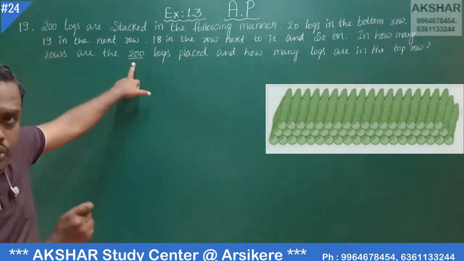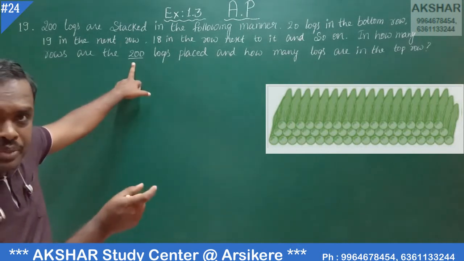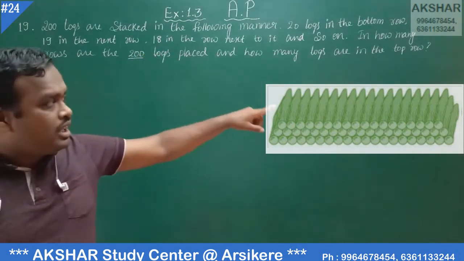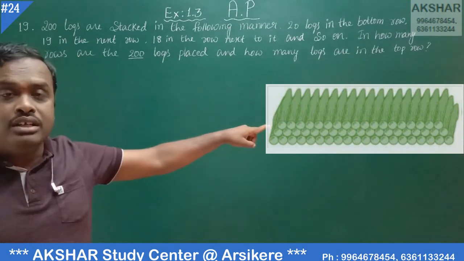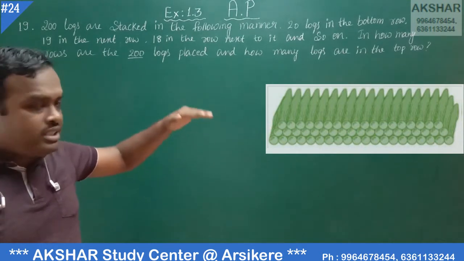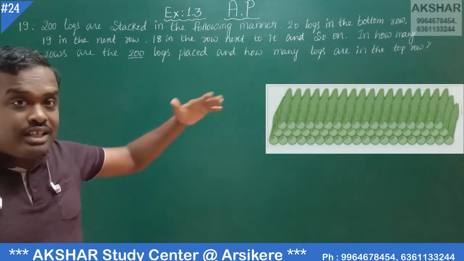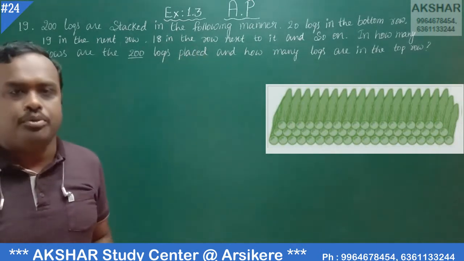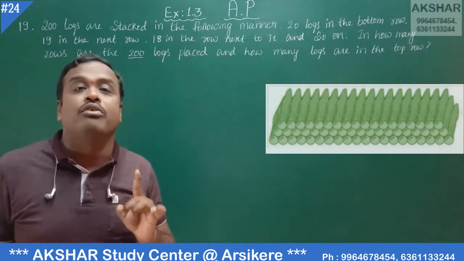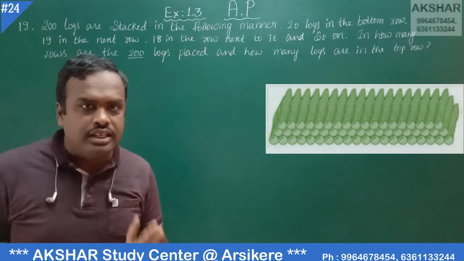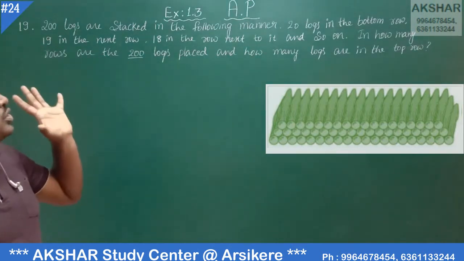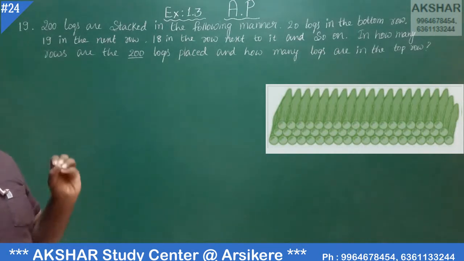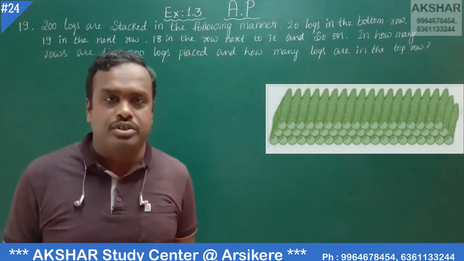That means these 200 logs have to be placed one above the other in this manner. What is the manner? The arrangement in such a way that one log is less in each and every row from moving from bottom to top. So we need to find the number of rows. Is it, children? Yes. By observing this question, we came to know that here we can form an arithmetic progression.